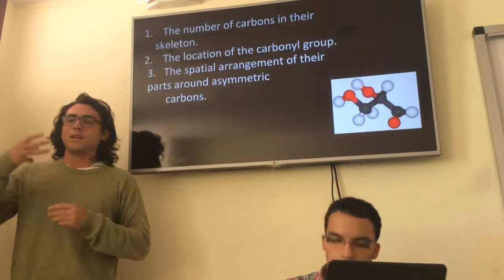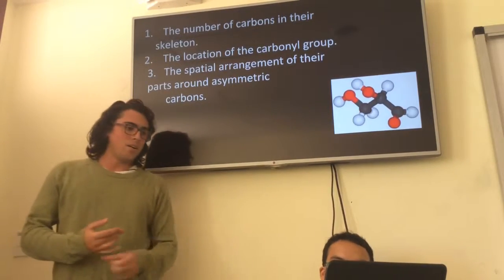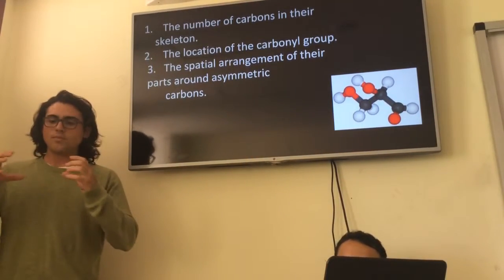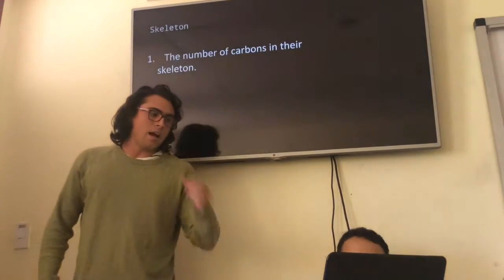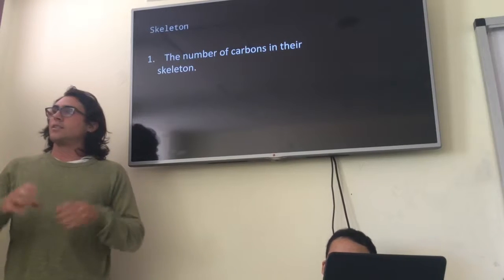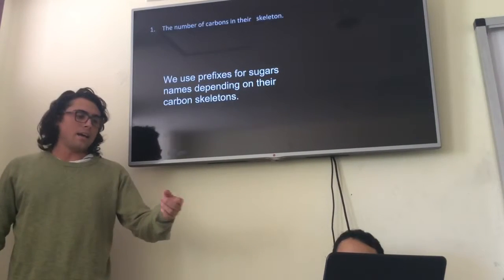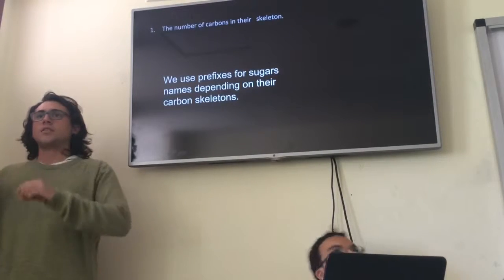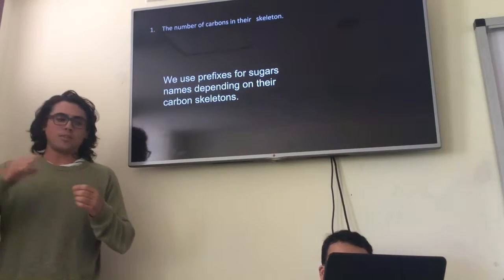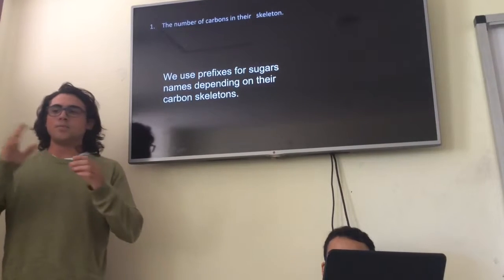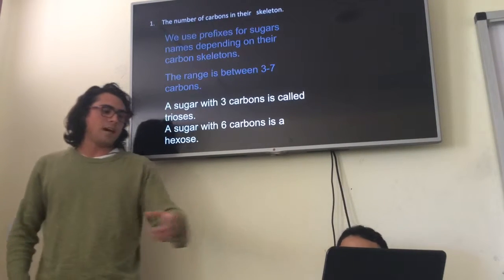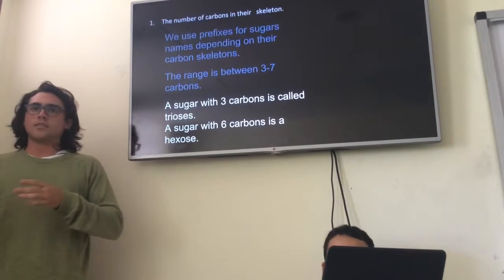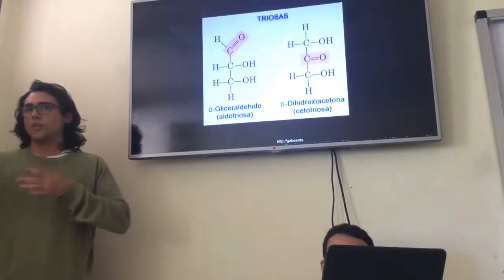Monosaccharides are classified by three rules: the number of carbons in the skeleton, the carbonyl group, and the representation in the space around the carbon. I'm going to talk about the number of carbons in the skeleton. We use prefixes for the sugar, depending on the number of carbons in the skeleton, between 3 and 7 carbons. For 3 carbons we say trioses, for 6 carbons hexoses, pentoses, etc.